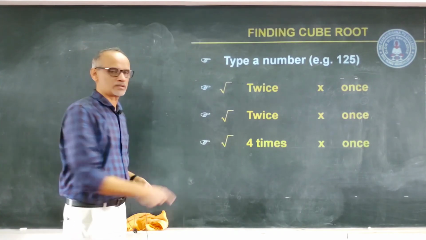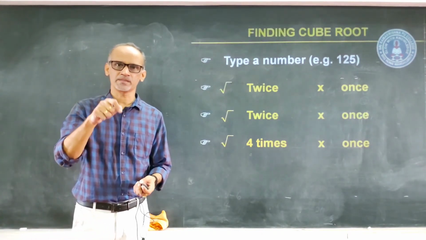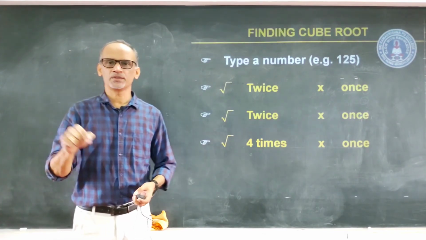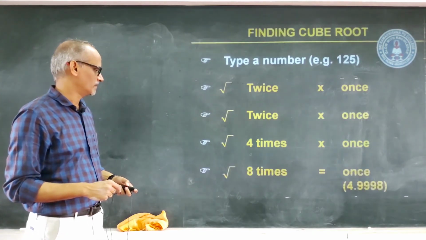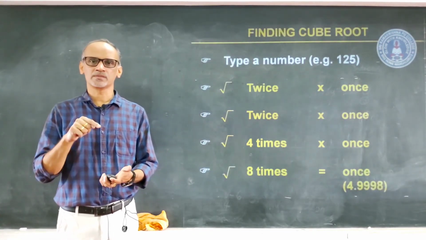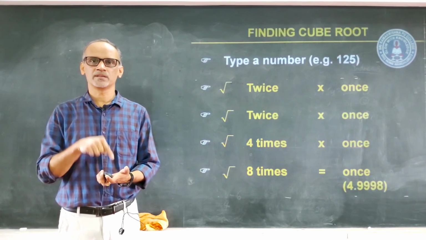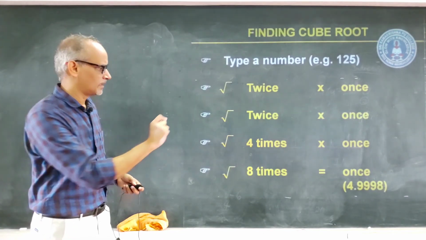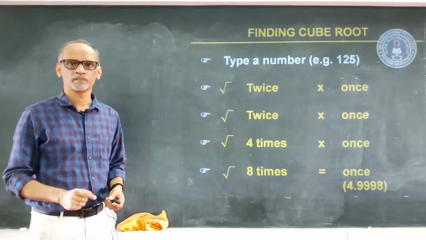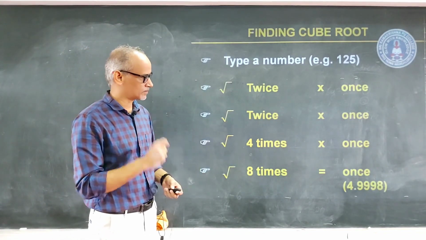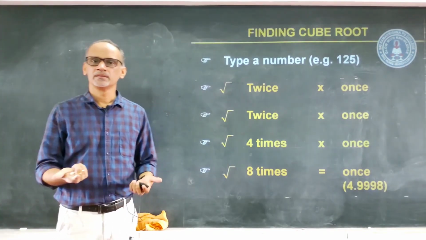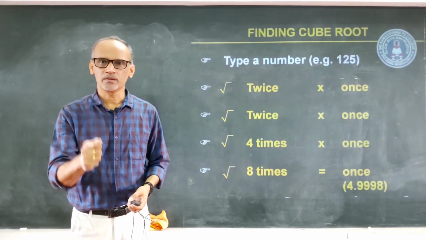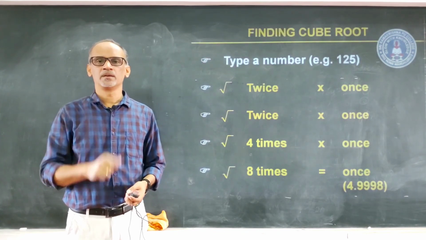After that, square root 4 times, you have to continuously press 4 times: 1, 2, 3, 4. After that, the multiplication symbol once. Then, square root 8 times: 1, 2, 3, 4, 5, 6, 7, 8, you have to count. And then, don't press the multiplication symbol, press equal once. And in your calculator, you will find an answer, which is 4.998. Isn't it nearest to the value 5? So, if you are not getting the answer, it means you have pressed the wrong button.